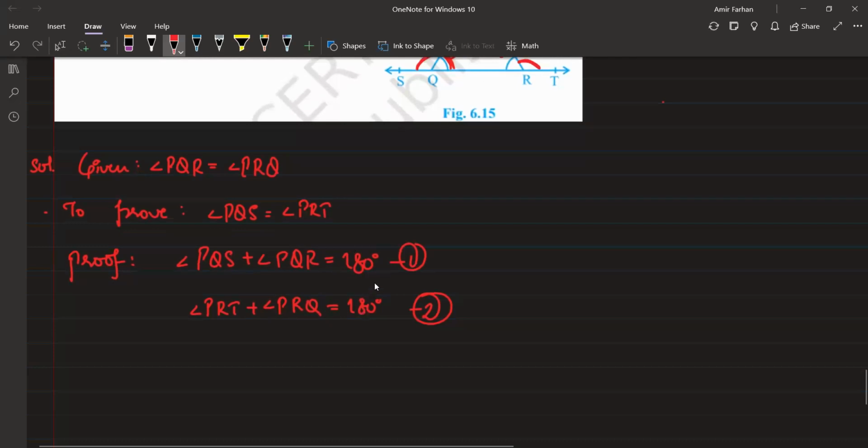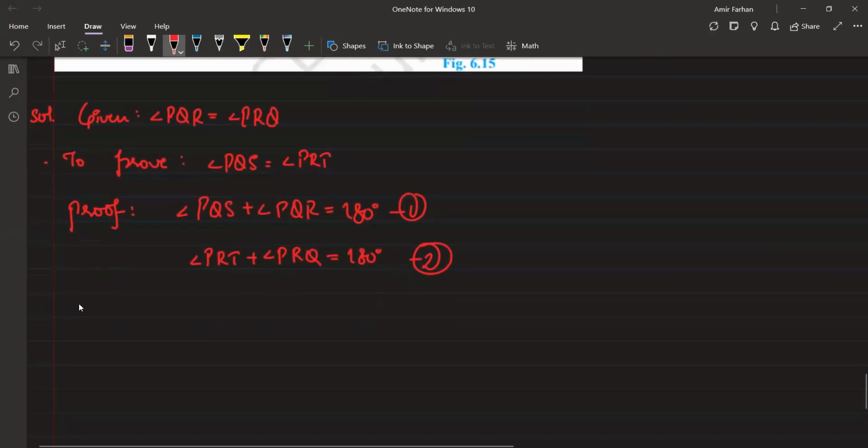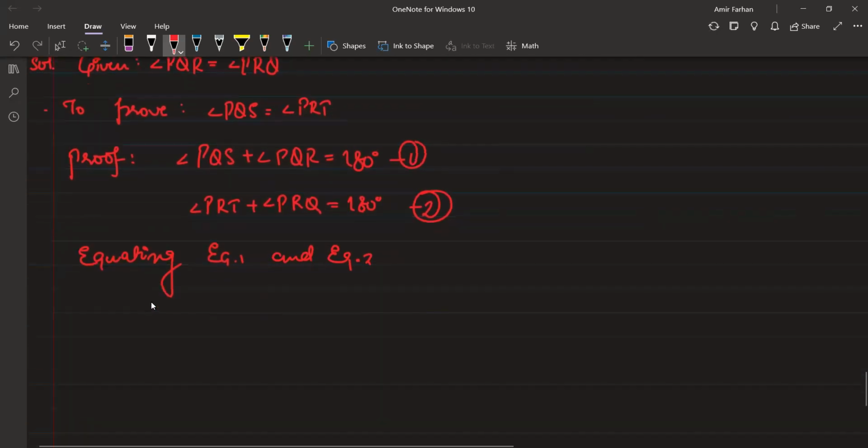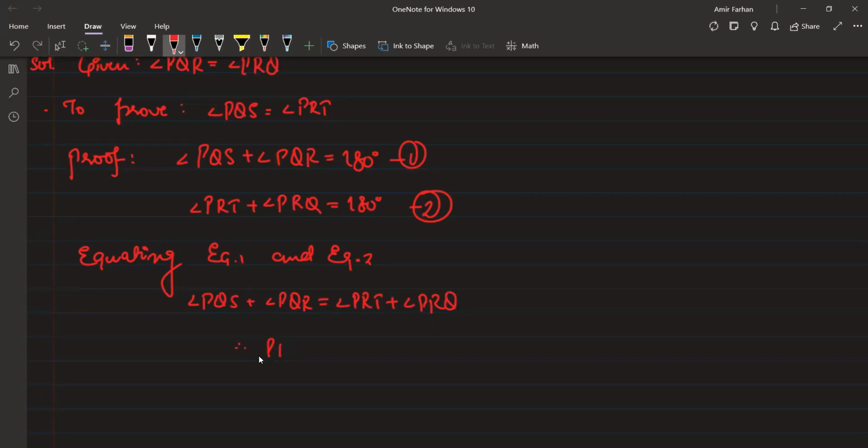Very good. So both the right hand sides are equal, so left hand sides should also be equal. So equating equation 1 and equation 2. Yeah, very good. So angle PQS plus angle PQR is equal to angle PRT plus angle PRQ. Now angle PQR is given, it's equal to angle PRQ.